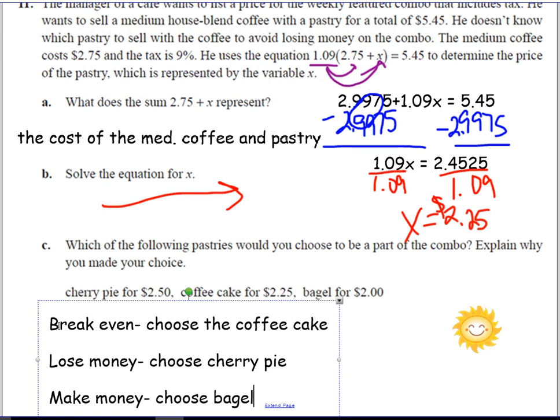So it depends on what you're wanting. Obviously, losing money is not what they wanted, so avoid losing money. So the cherry pie is gone. So if you only want to make money, you choose a bagel. If you want to make money or just break even, you would choose the coffee cake as well. So depending on how you want to decide for the manager, depending on which ones you choose. But again, explain why you choose that. So again, if you're willing to break even, you would also choose a coffee cake. If not, the bagel is the way to go only.